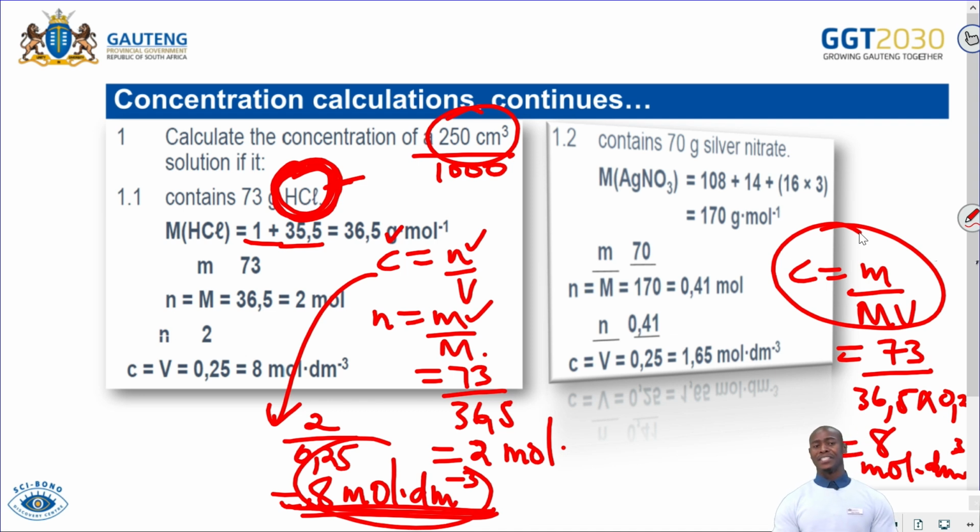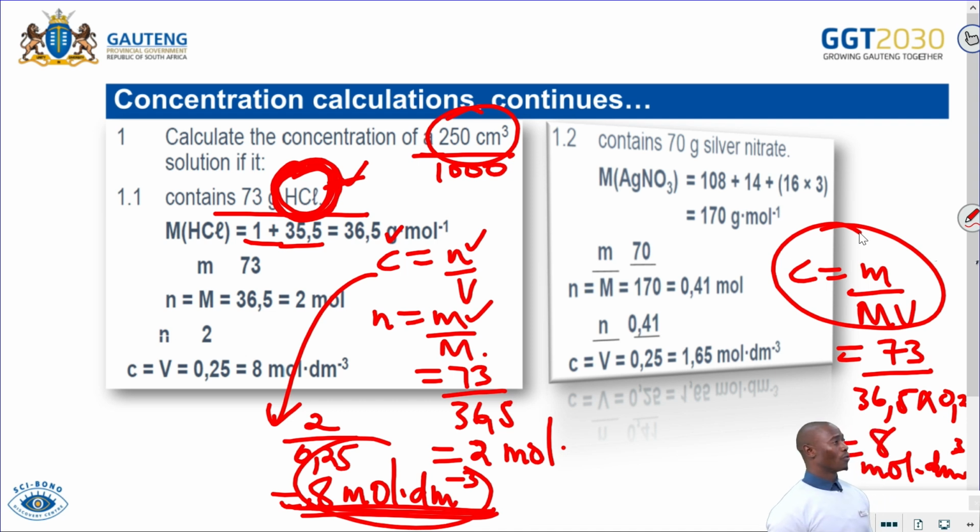Then you can also interpret it, especially the grade 12s. Actually grade 11, grade 12s, you can interpret those answers of concentration. If the concentration of that solution is less than 1, it means that the solution is dilute. It contains a small amount of that substance in proportion to the volume of water. If the concentration is greater than 1, it means that solution is concentrated. It contains a large amount of that substance in proportion to the volume of water. For example, in this case, it's concentrated because the concentration is 8. It contains a large amount of HCl in proportion to the volume of water.